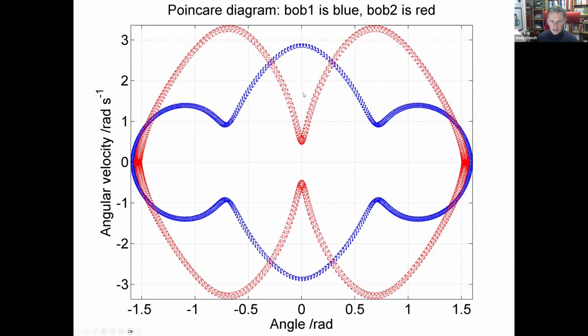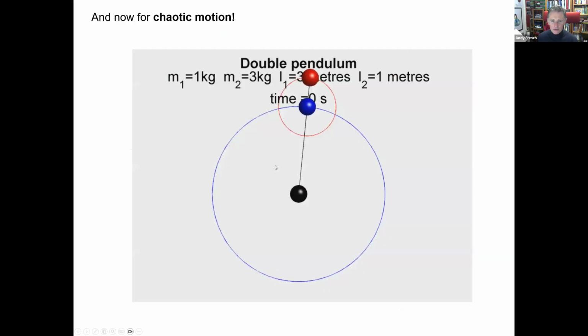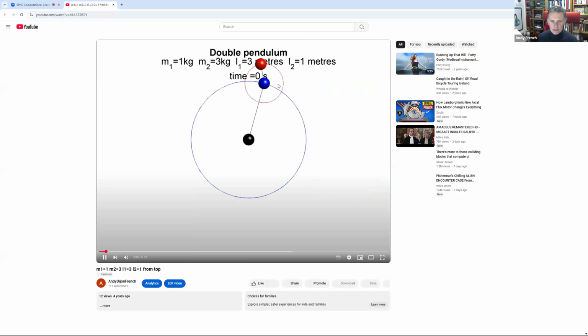Now, if we go for the chaotic version, that's its angular velocity versus angle diagram. It's a pretty picture, but nonetheless very regular. Whereas for the chaotic version, let's remind ourselves of that again. That's this one here.